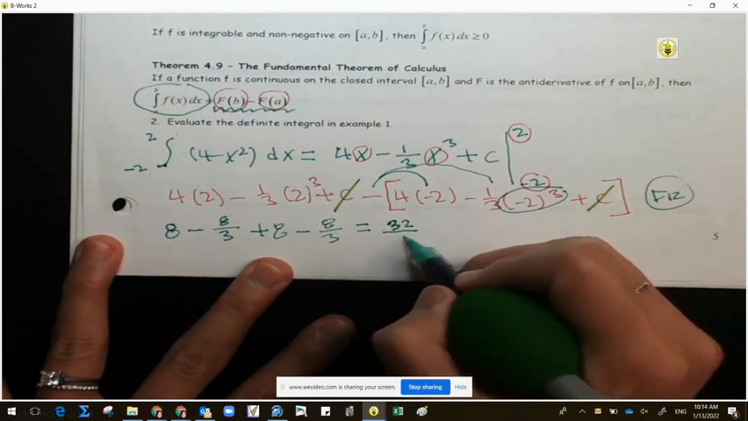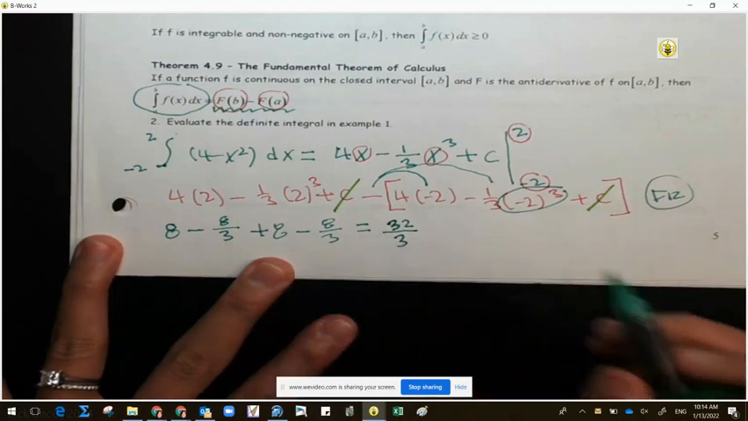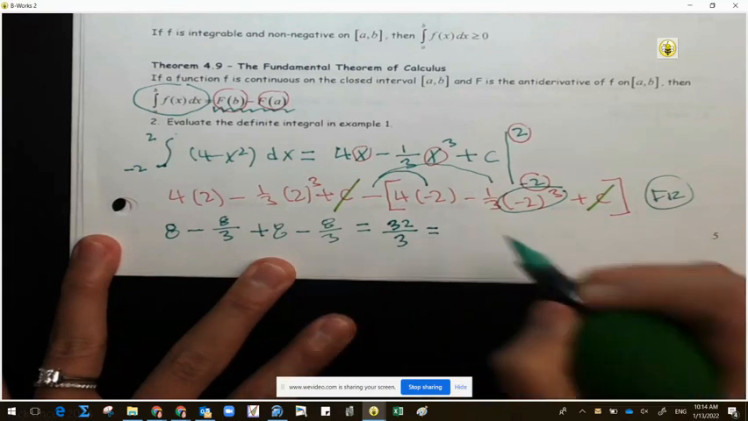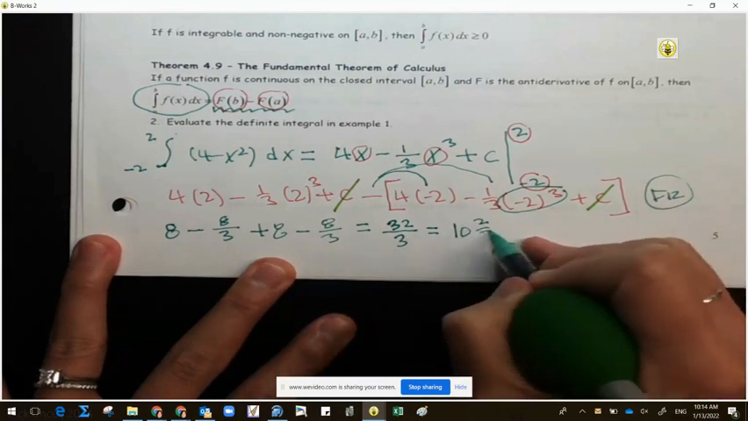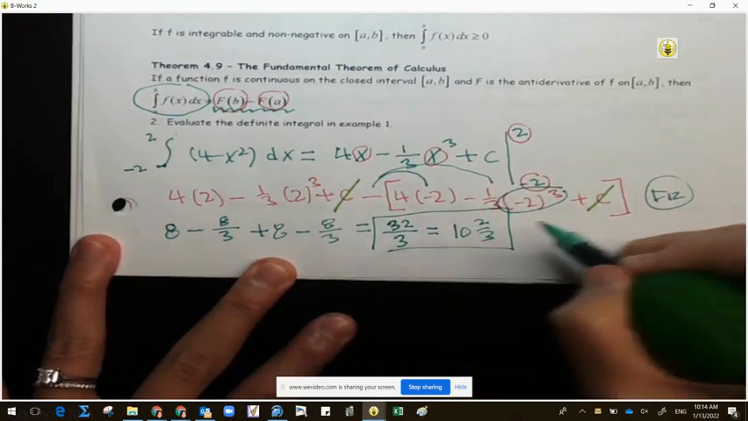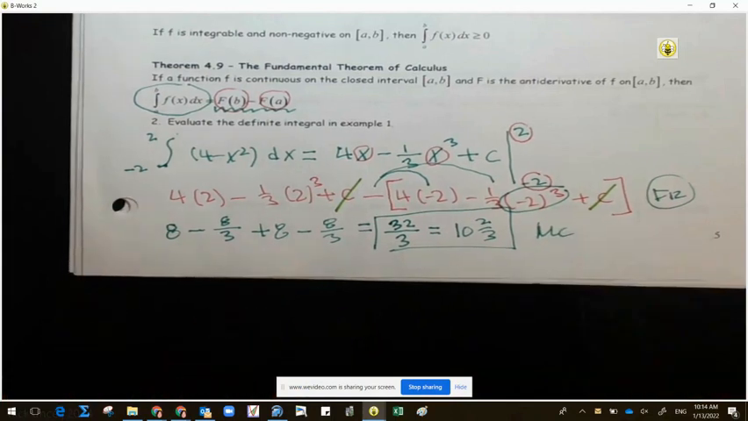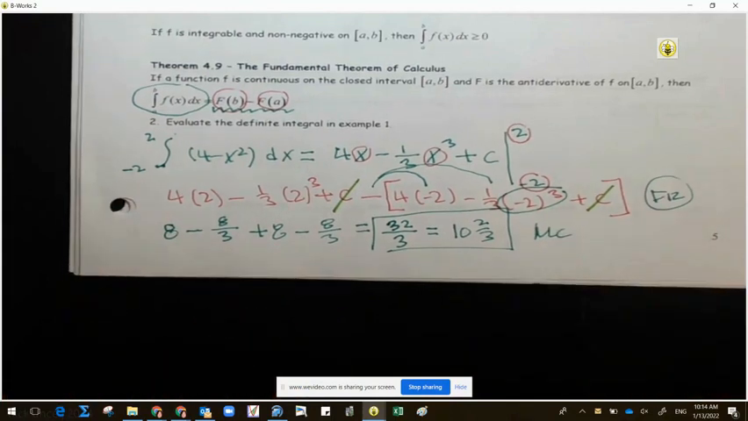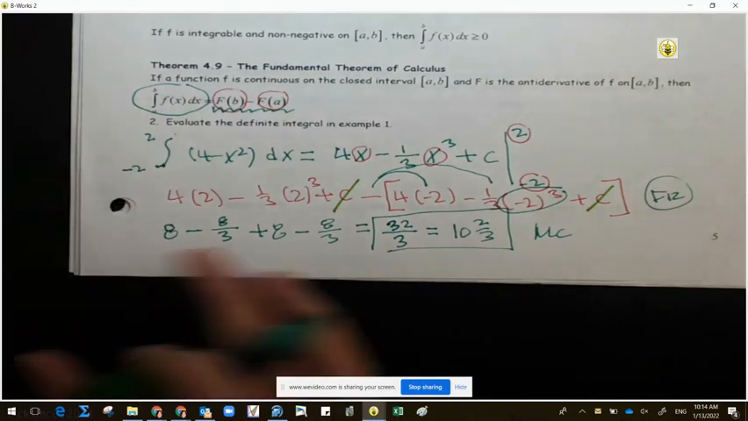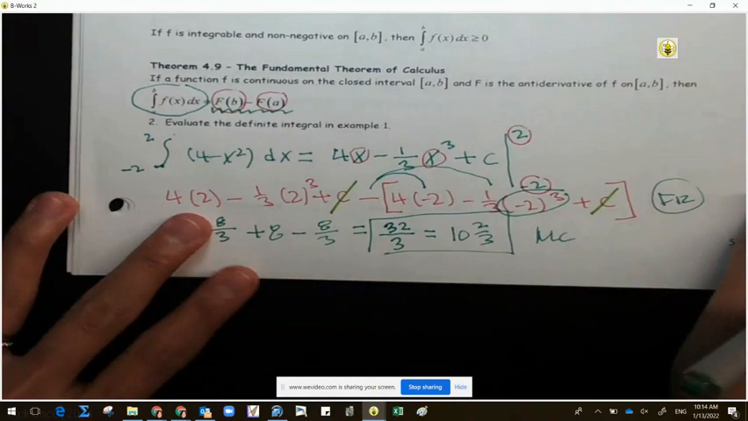32 over 3. And if you wanted to make it a mixed fraction, it's 10 and 2/3. Now, they're both good. And if I want it as a multiple choice as a final answer, that is what I want. All right, so then let's move on to the back. I'm going to go on to example number 4.